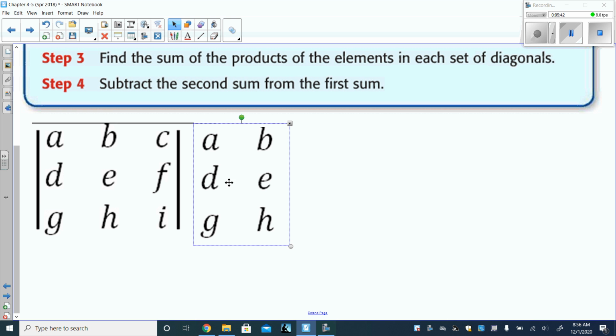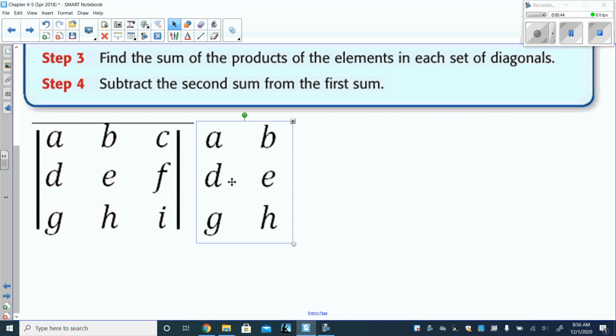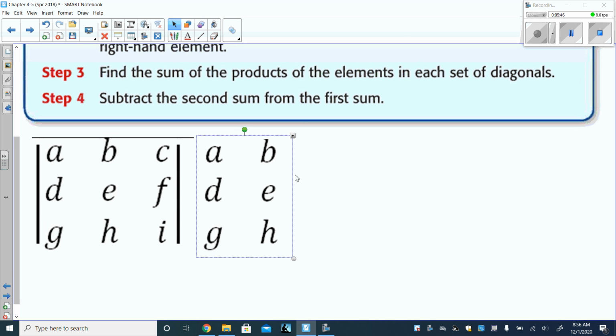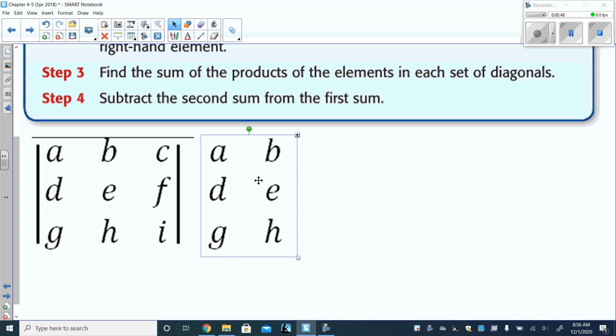So I went on and just took a picture of them, so we write them over here to the left. Or to the right, sorry. We write them to the right. Now we do our diagonals, just like we did with the 2 by 2, but this time we're going to have a few more.